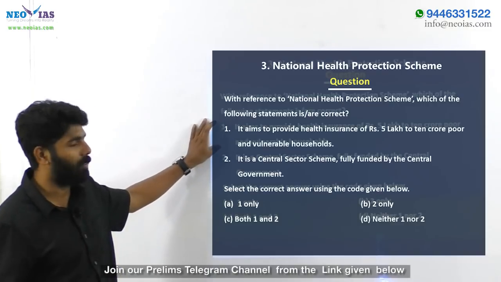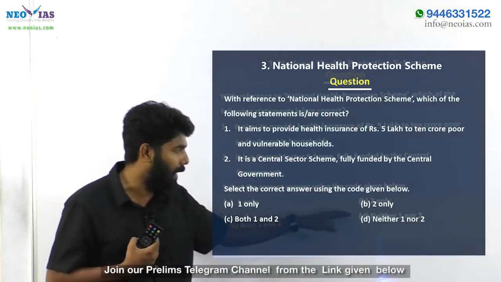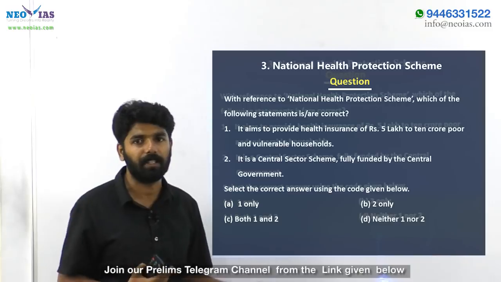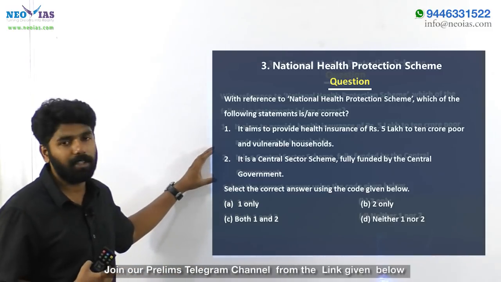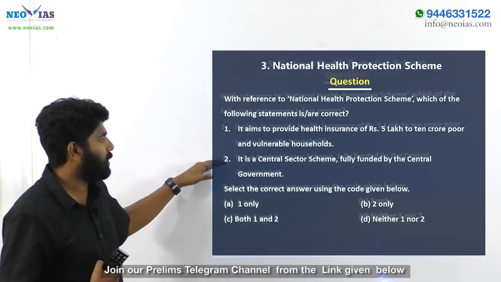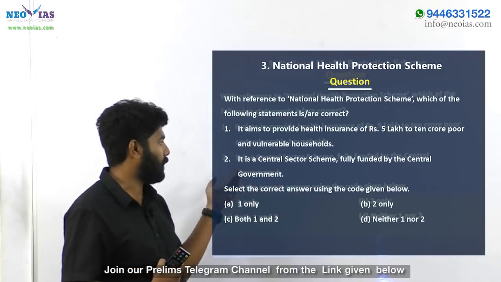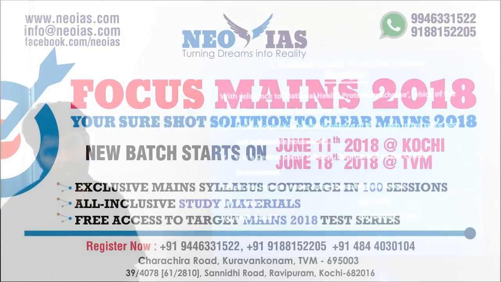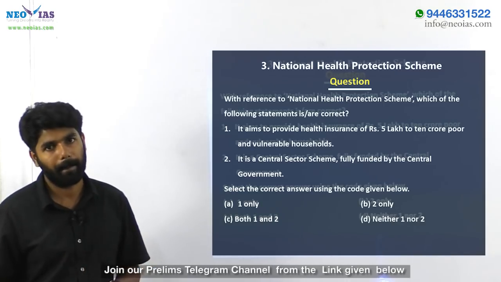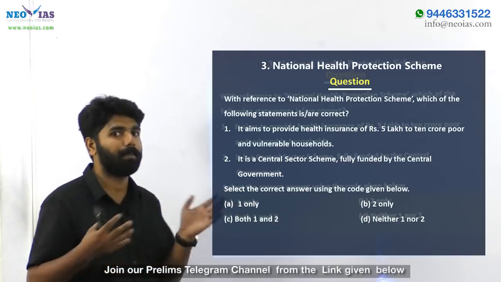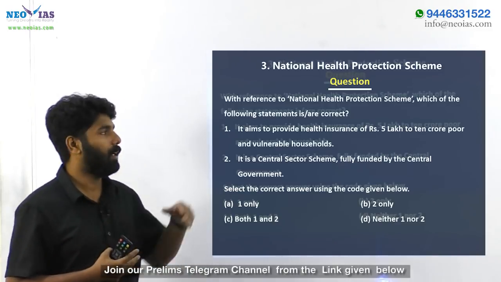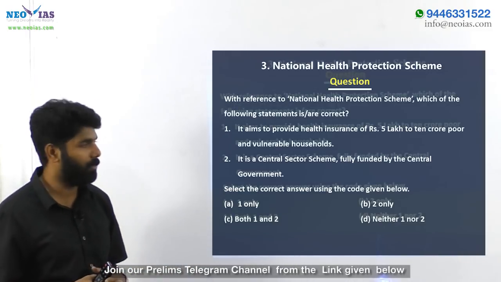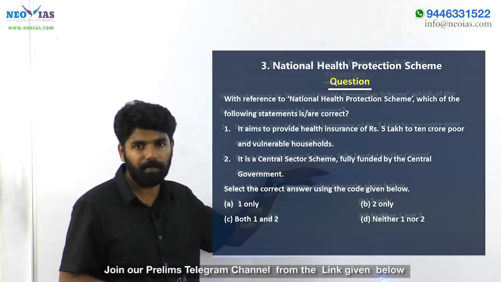If the first statement is correct, we can eliminate options B and D because these options didn't mention the first statement. Now the second statement: it is a central sector scheme fully funded by the central government. We know that the fund is shared by both the central and state governments, not only the central government, because it is a big project, and the state will implement it with the help of the central government. Because of that, the scheme is a centrally sponsored scheme. This is not a central sector scheme.